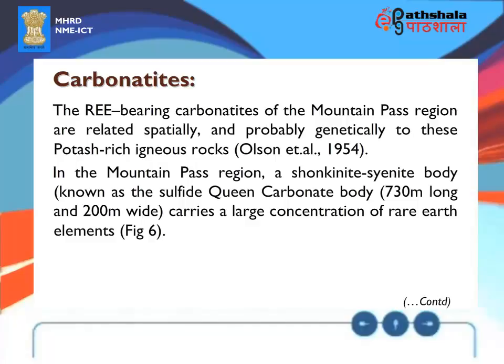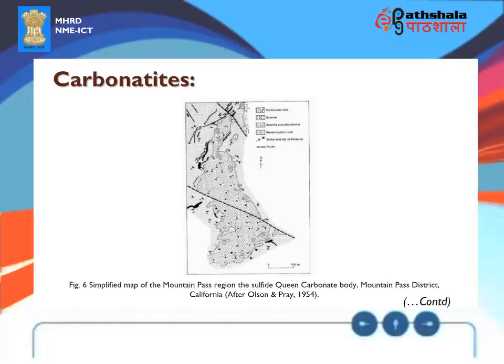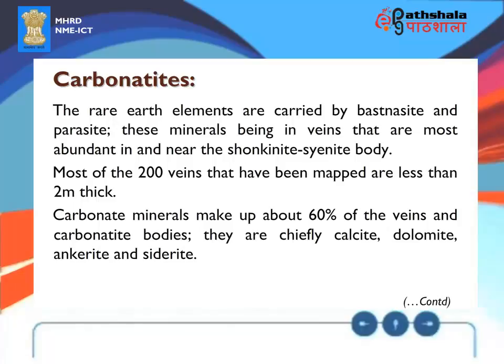In the Mountain Pass region, a shonkinite syenite body known as the Sulfide Queen carbonate body, 730 meters long and 200 meters wide, carries a large concentration of rare earth elements, as shown in figure 6. Figure 6 shows a simplified map of the Mountain Pass region, the Sulfide Queen carbonate body, Mountain Pass District, California, after Olson and Pray 1954. The rare earth elements are carried by bastnaesite and parisite. These minerals occur in veins that are most abundant in and near the shonkinite syenite body. Most of the 200 veins that have been mapped are less than 2 meters thick. Carbonate minerals make up about 60% of the veins and carbonatite bodies.